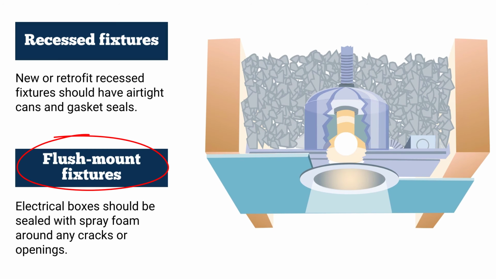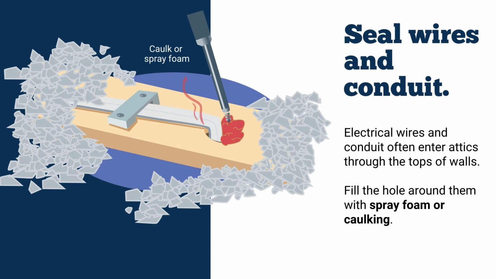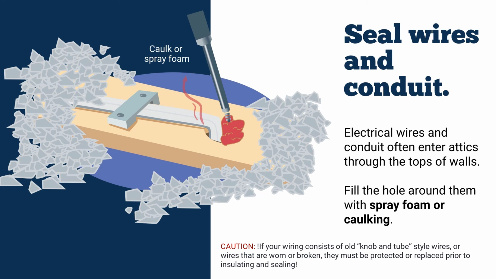Flush mount fixtures. Electrical boxes should be sealed with spray foam around any cracks or openings into the attic. Caution: disconnect power to the circuit until the foam cures. Seal pipes, vents, and ducts. Electrical wires and conduit often enter attics through the tops of walls. Fill the hole around them with spray foam or caulking. Caution: if your wiring consists of old knob and tube style wires, or wires that are worn or broken, they must be protected or replaced prior to insulating and sealing.